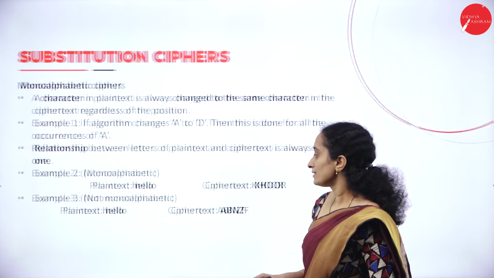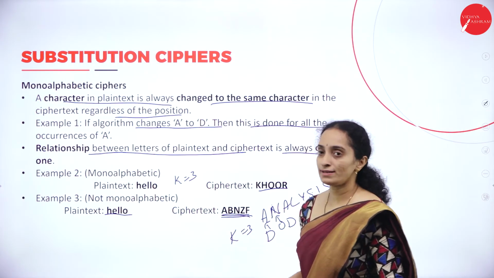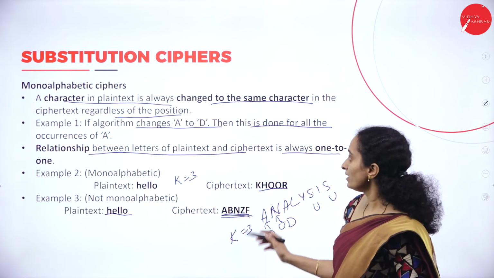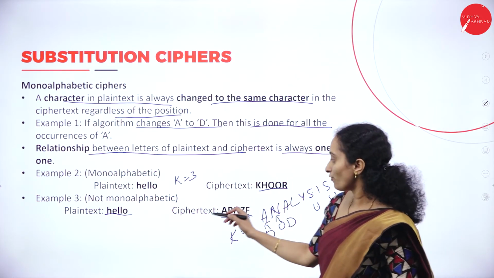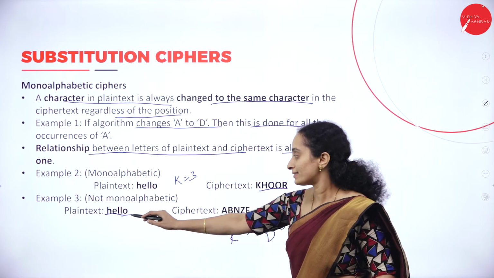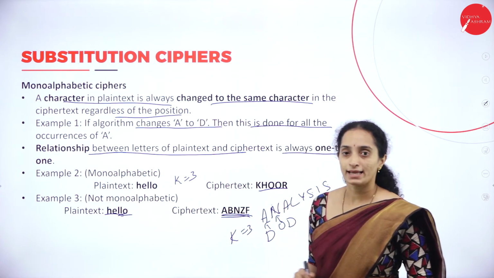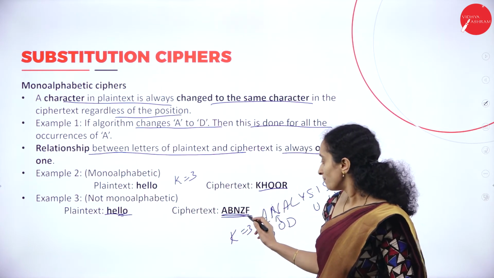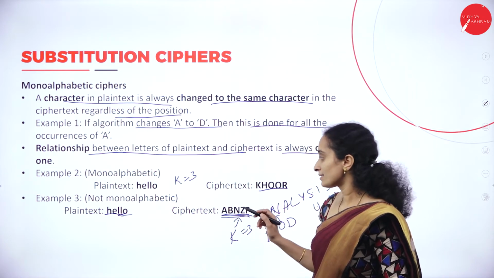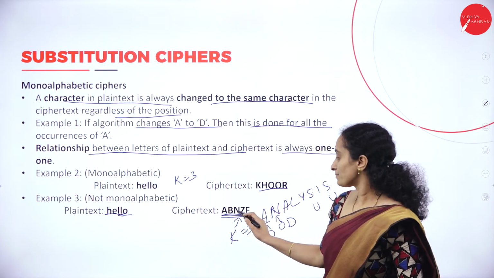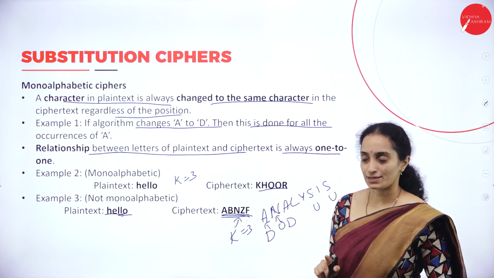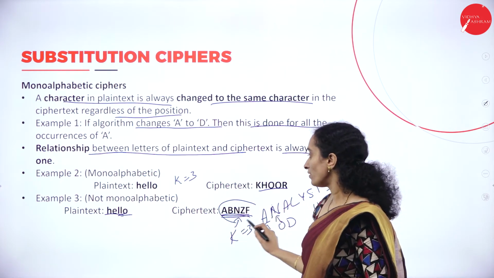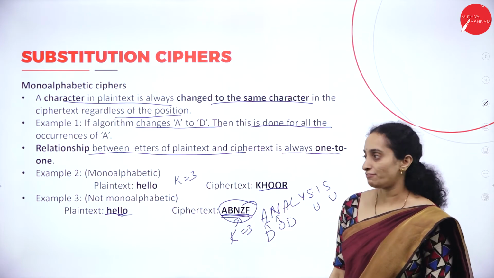This is an example of polyalphabetic ciphers, where you can have multiple characters for the same letter. See, here in the example L is repeated 2 times, but in the ciphertext, the first L is replaced by N, whereas the second L is replaced by Z. This is called the polyalphabetic cipher.